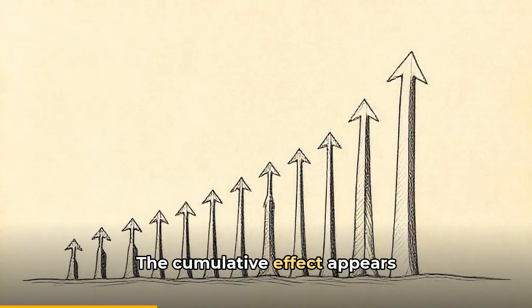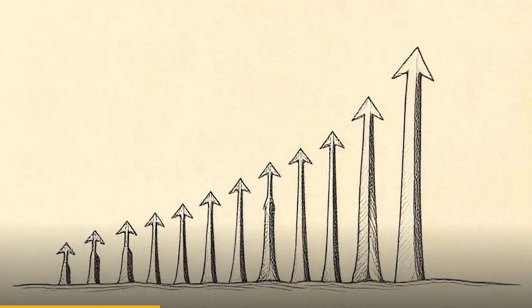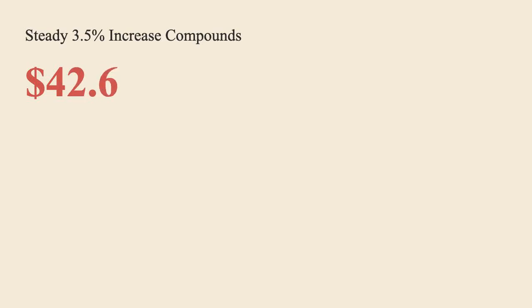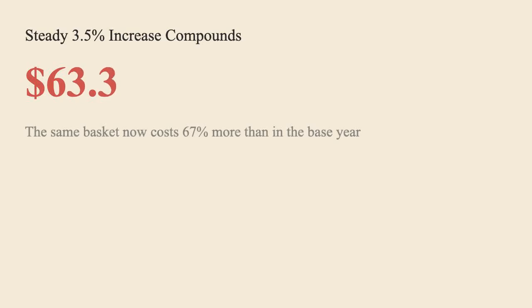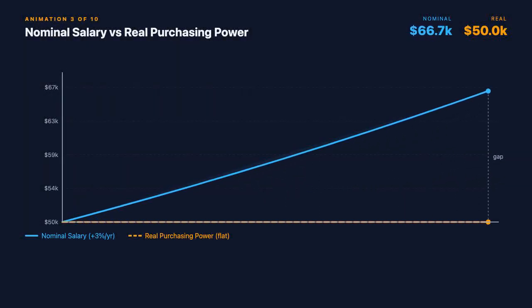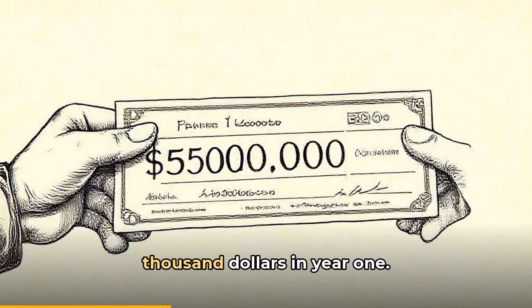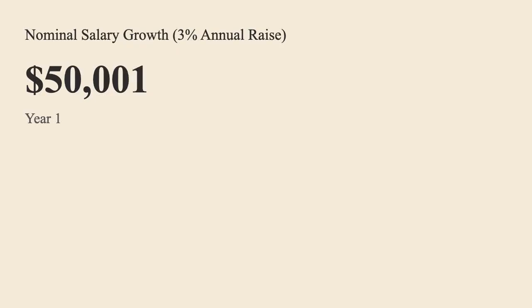The cumulative effect appears even though no single item doubles in price overnight. The steady application of the same percentage increase to the entire basket produces the final result. A third animation compares salary growth with price growth over the same period. A worker begins earning $50,000 in year 1. Each year, the employer provides a 3% raise, so the paycheck rises to $51,500 in year 2 and continues increasing.